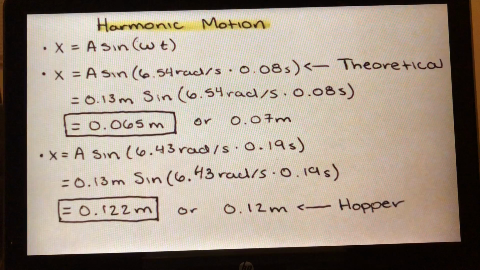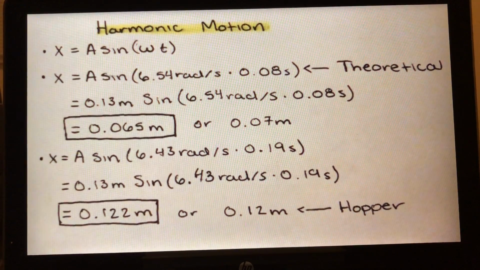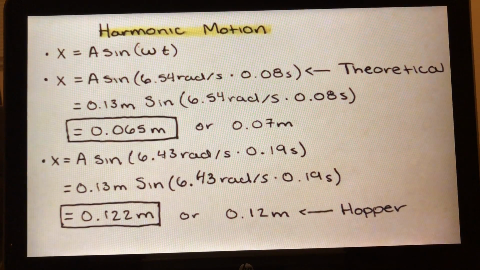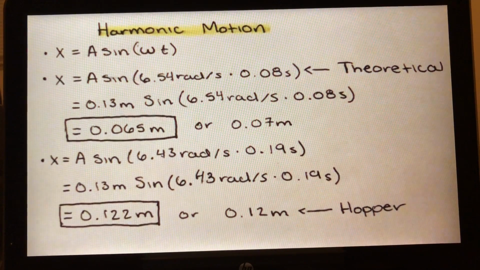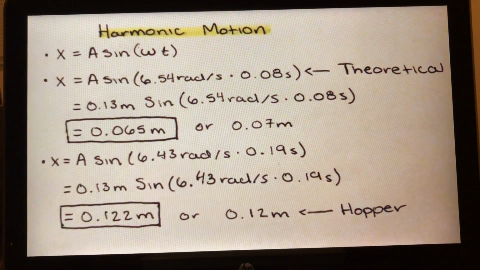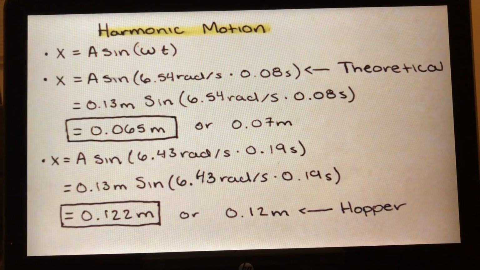So the last part of my physics is finding what distance my hopper would have traveled. We find this using harmonic motion. One of the formulas states that displacement is equal to the amplitude times sine of the angular velocity times time. Plugging in our numbers, we actually find this to be 0.07 meters. Theoretically, for my hopper, that would have been 0.12 meters.